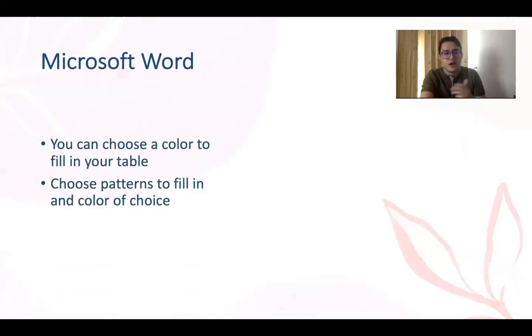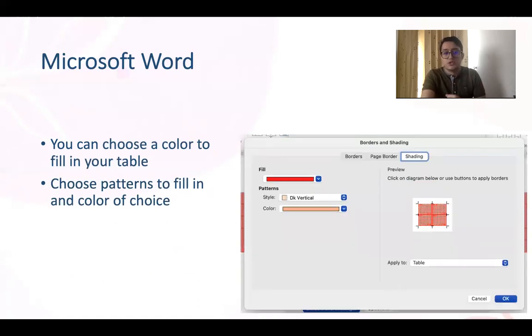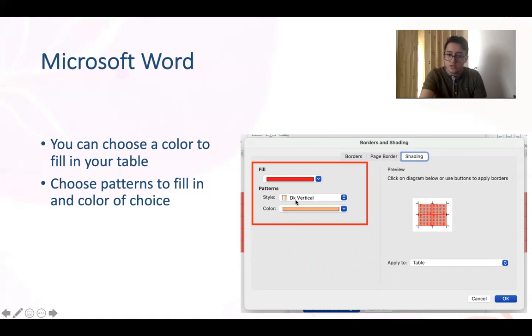You can choose a color to fill in your table. And also you can choose patterns to fill in and color of choice. So this is the option. You can choose fill in. So you can choose the color to put, and then you can choose patterns as well. So what pattern do you need? You can choose from here by clicking on it. You can choose the color of the pattern as well.